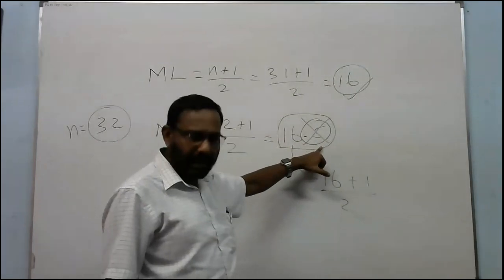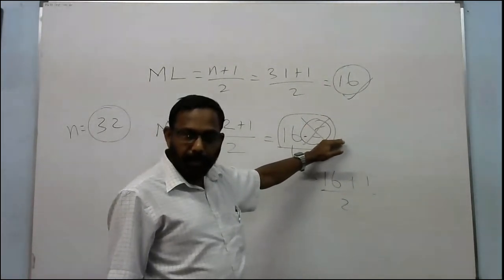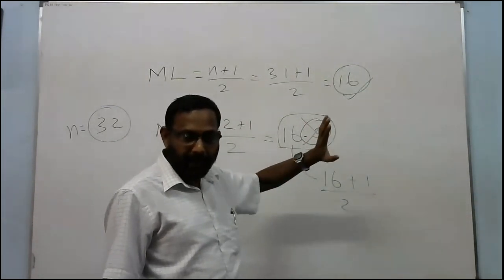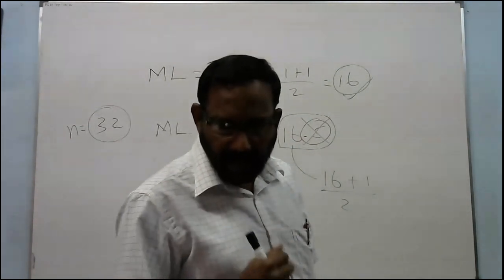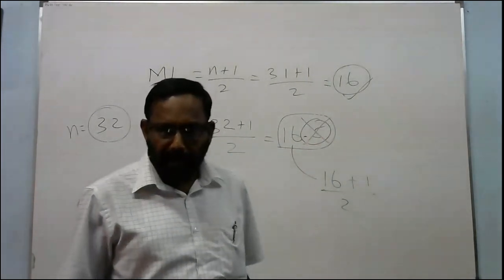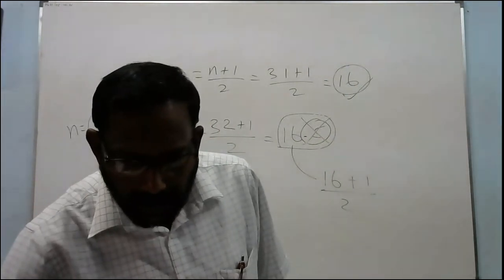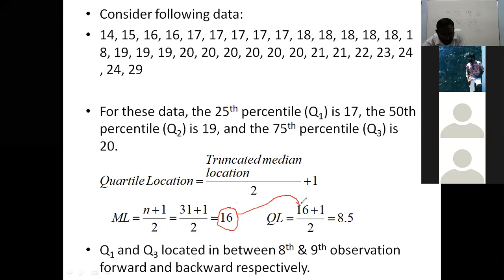But in this case, 16.5, we remove this decimal point, not taking the approximate value, otherwise you will be wrong. If you take the approximate value, this becomes 17. That is not the way. Truncate means you cut down, remove. So remove your decimal point. Use that truncated median location for the calculation. So you see there, in this case, we don't have a problem as the median location is directly a full digit number. It has been put directly there, nothing to truncate.